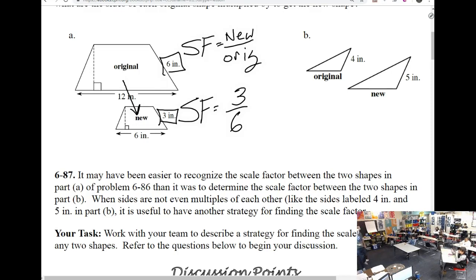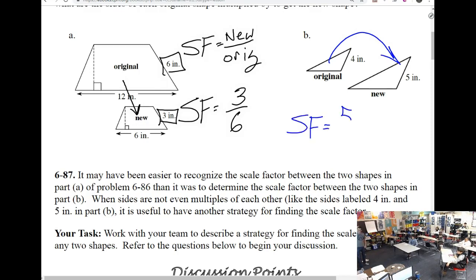Now, B is a little bit tougher, so we will put somebody on the spot here. Okay, Octavia, fine. What are you thinking? 5 divided by 4 equals 1.25. 4 times 1.5 equals 1. So you're saying from the original to the new, is it 4/5 or 5/4?